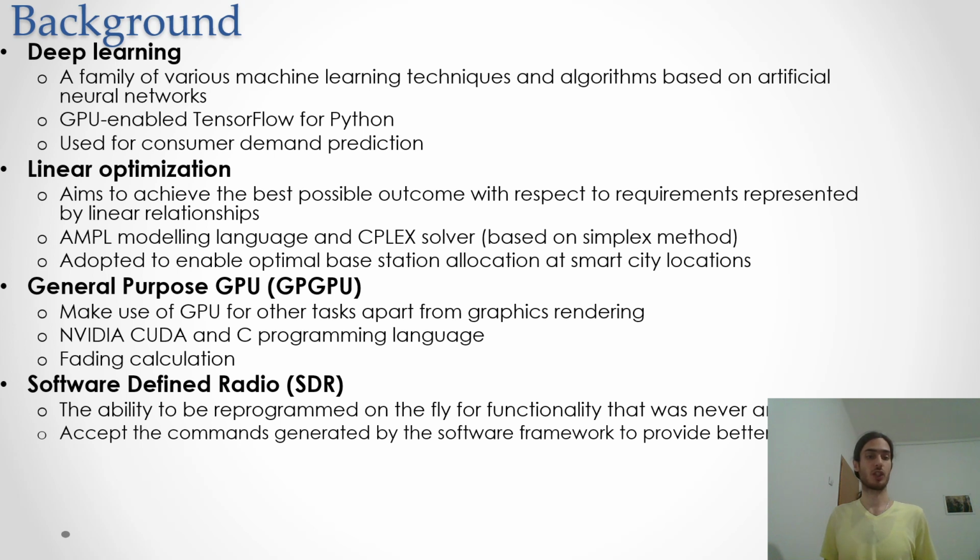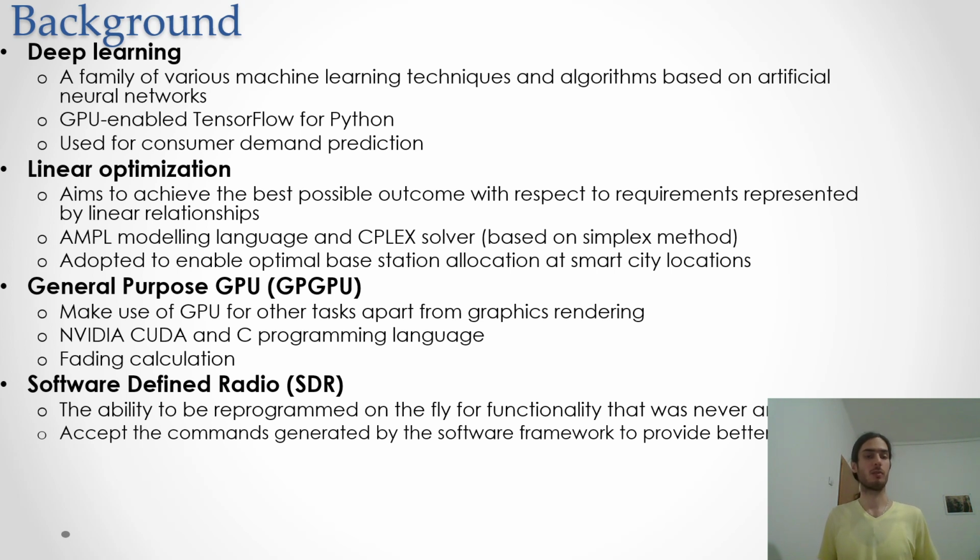We have linear optimizations that aims to achieve the best possible outcome with respect to some requirements that are represented by linear relationships. AMPL, a modeling language, is used to define optimization models and a solver based on simplex method to solve them. It's adopted to enable optimal base station allocation at smart city locations.